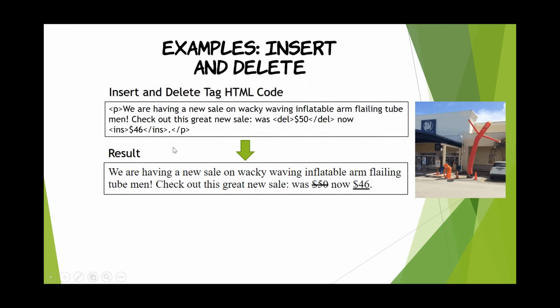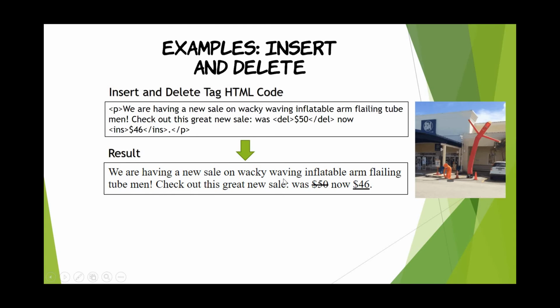So if we look at our HTML code right here, it says, we are having a sale on wacky wavy inflatable arm flailing tube man. Check out this great new sale. Was <del>$50</del>. That's a delete tag. Now <ins>$46</ins>. One thing to notice is that this is inside of our paragraph tag. So you can see the closing tag for the paragraph tag here, the opening here. It's actually nested within that. So don't be afraid to nest HTML tags. In fact, it's extremely useful to do that.